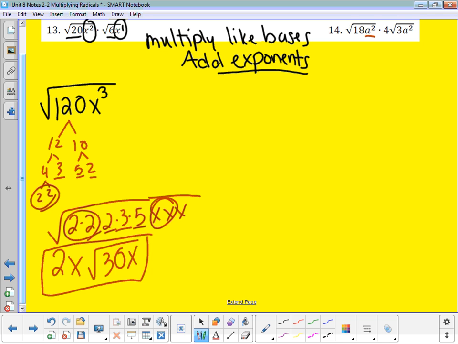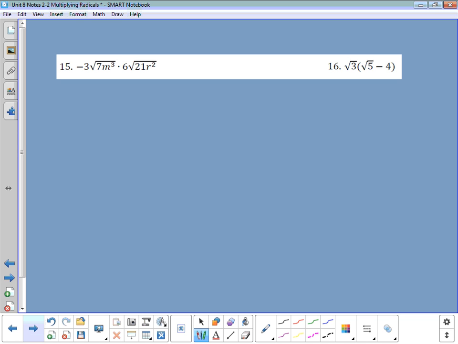So remember, when you're multiplying things of like bases, you want to add the exponents. Next, let's take a look at number 15 together.